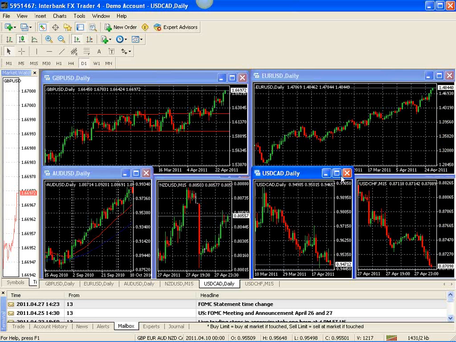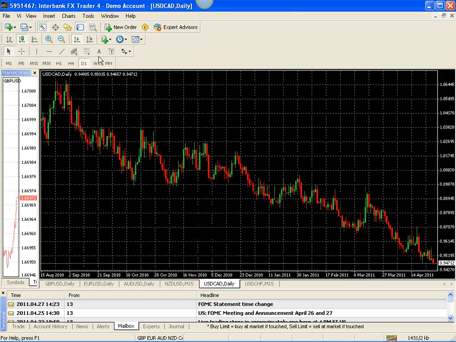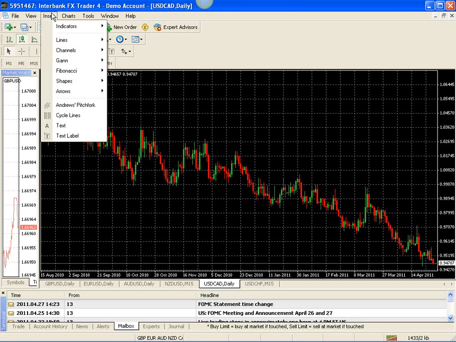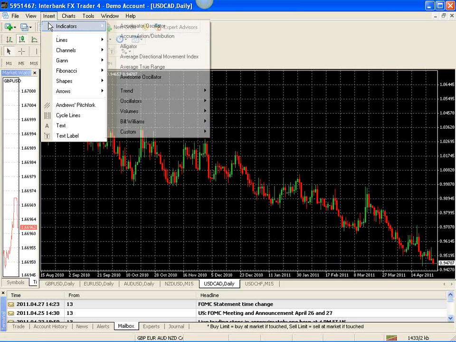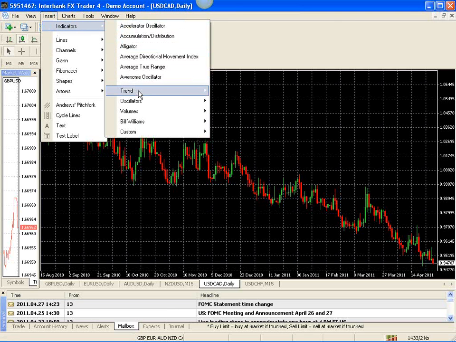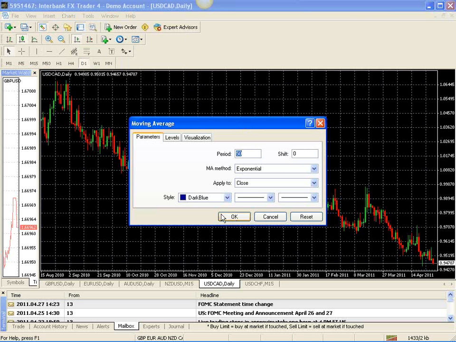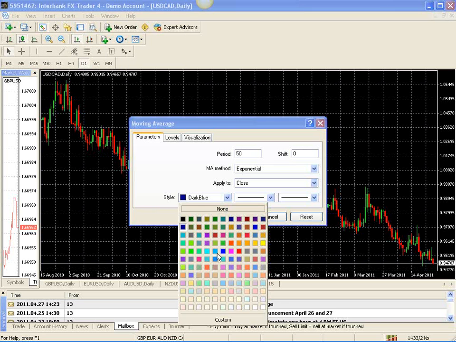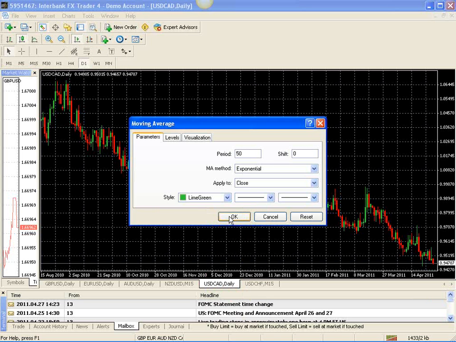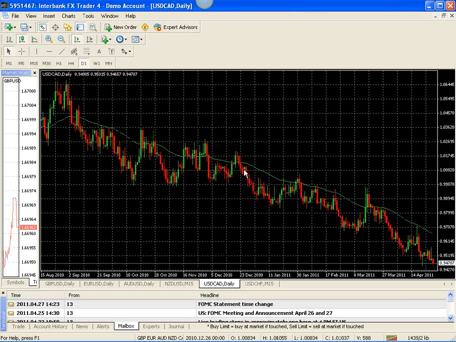So you have the Canadian dollar. Let me go ahead and throw that moving average on, since that's the theme tonight. On a longer term chart, the more data you have, obviously the longer term you're going to look at. So let's go into the insert button, go to indicators, go to trend, and I'll throw on that 50 period moving average. I'm going to change the color so you guys can see it. We'll do lime green. All right, so there's your 50 period moving average.